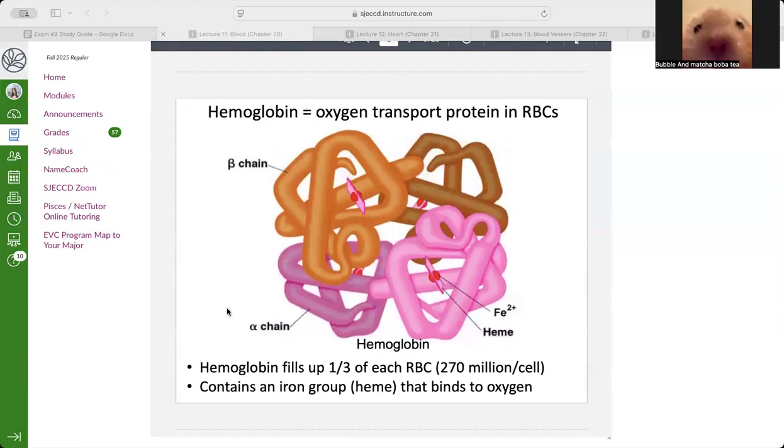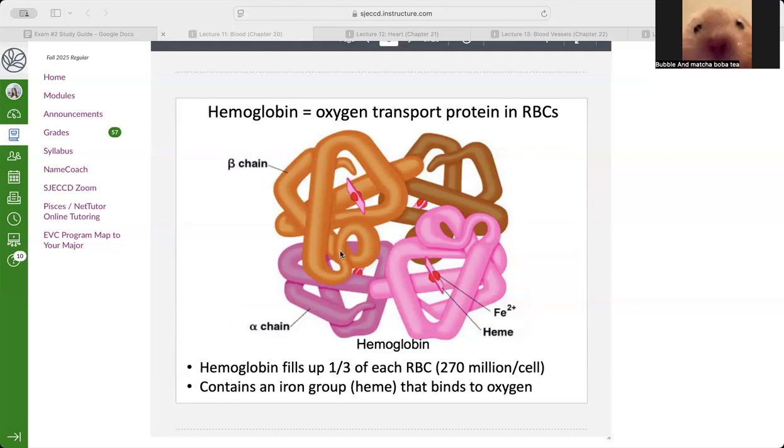Hemoglobin. What is this? These are the oxygen transport proteins in the red blood cells. Remember how we just said red blood cells carry oxygen? Well, they get rid of all their parts to have hemoglobin. Hemoglobin is the majority of the volume of the cytoplasm of red blood cells. There are about 270 million hemoglobin molecules per red blood cell. It fills up about 1/3 of each red blood cell.